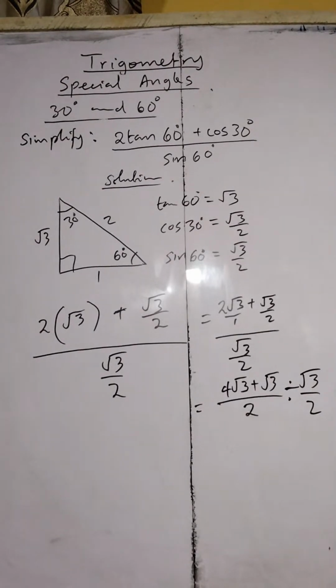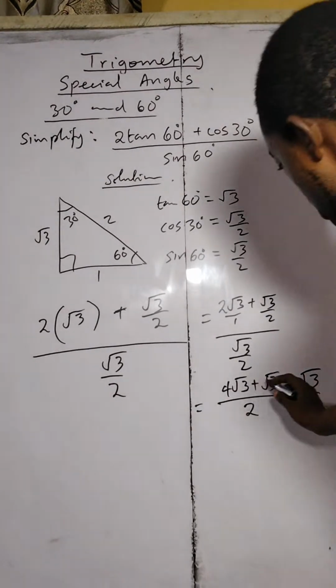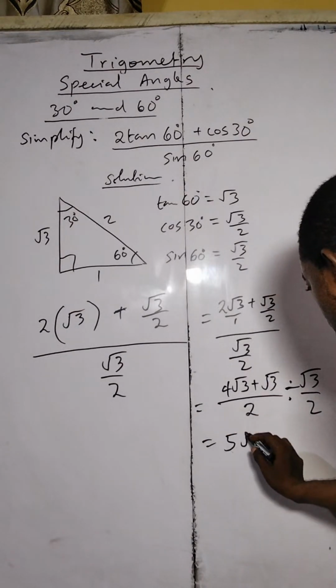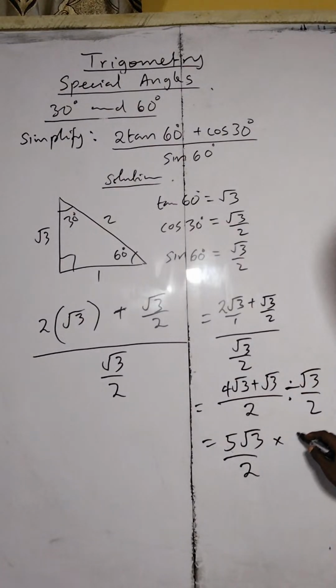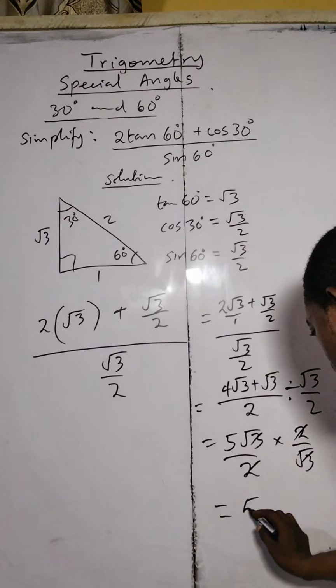Then what happens next? Here we have 4 root 3 plus root 3. That's the same thing as 5 root 3, then over 2. Then this division changes to multiplication. 2 will go up, then root 3 comes down. Here the 2s cancel each other, the root 3s cancel each other, and simply the answer is 5.